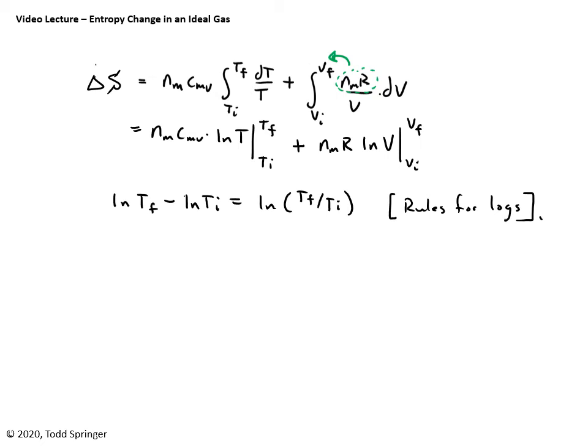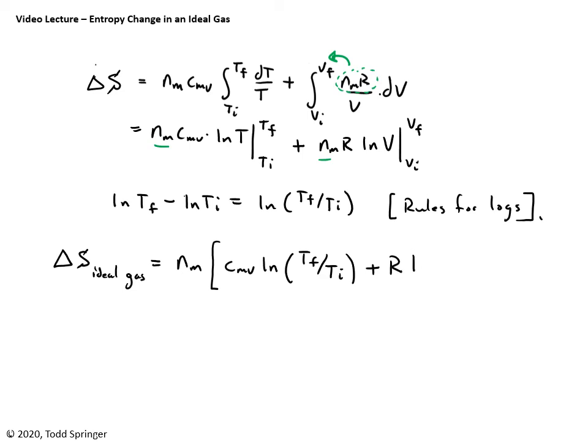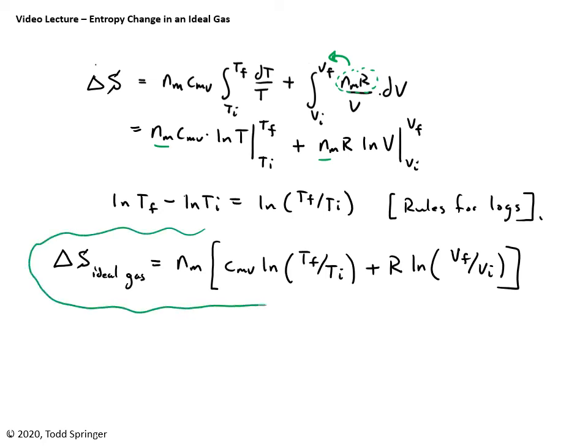Then I can simplify my formula for delta S for the ideal gas. It's equal to N_m, and I can pull that out because there's an N_m in both terms, times C_mV natural log T_f over T_i, plus R natural log V_f over V_i. So here is a formula which is quite important.